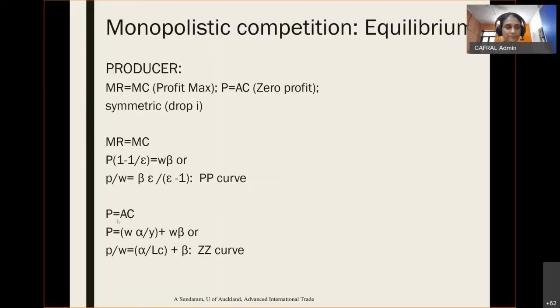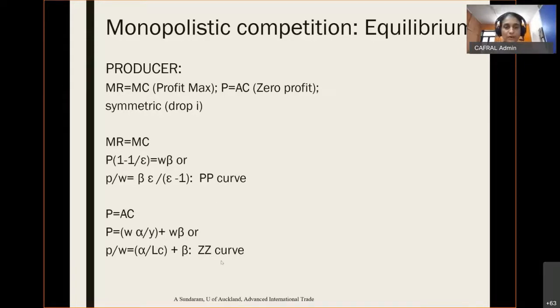Okay. We're going to use the price equals average cost condition to derive another curve called the ZZ curve. So price equals average cost means P equals this expression right here, which is the average cost that we derived on the previous slide. And I can write that as P over W equals alpha over LC plus beta. Now what I have is two different curves.